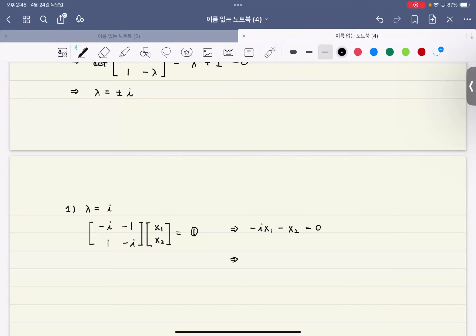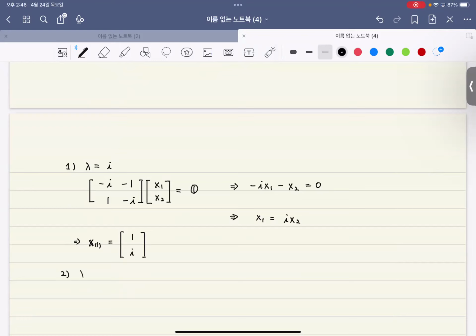Where was I? So okay, x1 is, so is it i times x2? Okay. So as always, there can be many different choices for x1, but I will choose the easiest one, 1 and i.